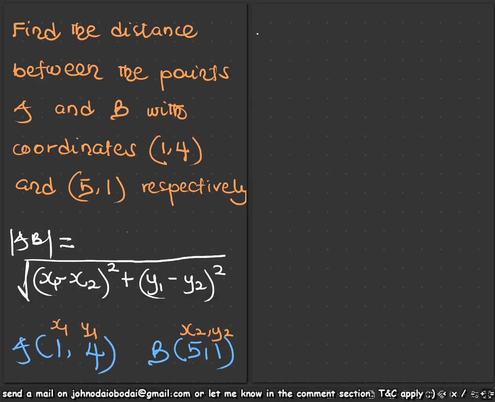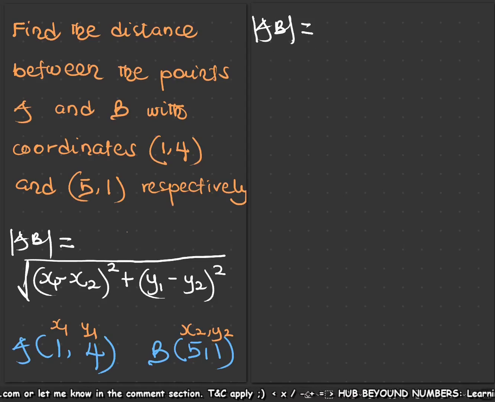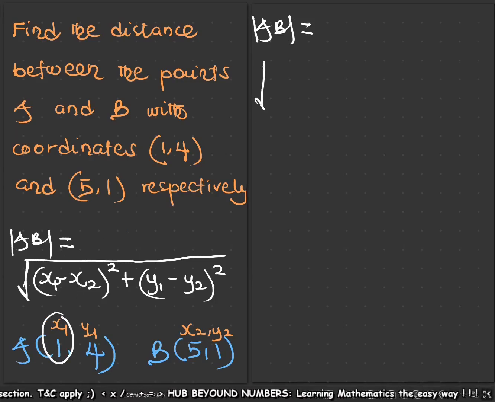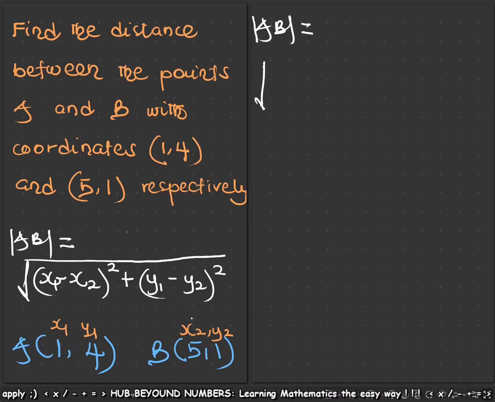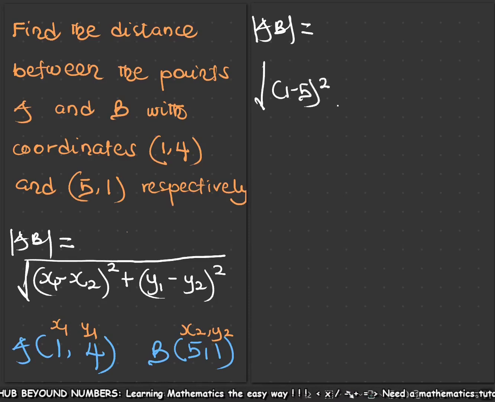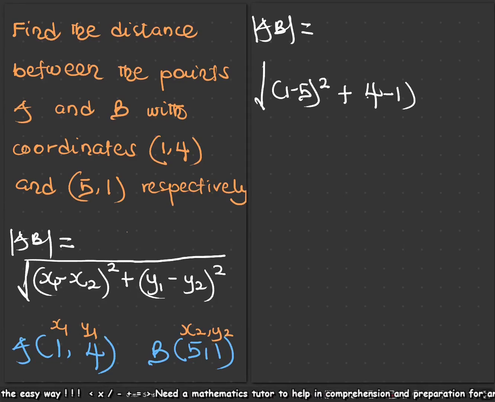Okay, so it means that the magnitude of AB is actually, magnitude simply means length. Okay, so the length of AB is going to be the square root. We said x1 minus x2, and we are saying our x1 is 1, x2 is 5. So that is going to be 1 minus 5 all squared plus y1 minus y2. So that is 4 minus 1. Then we also square it as well.